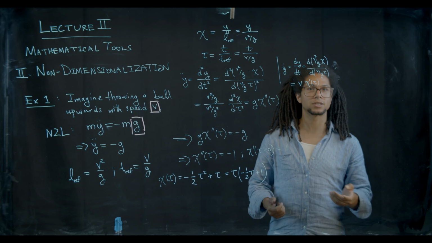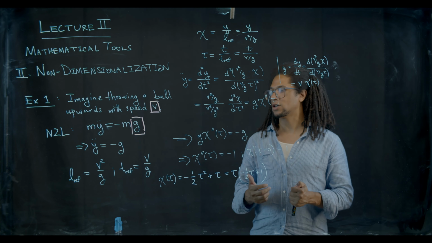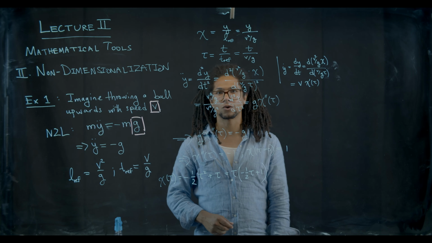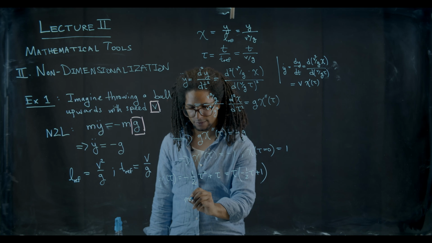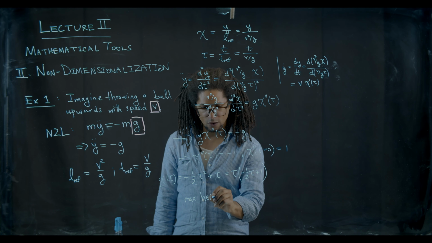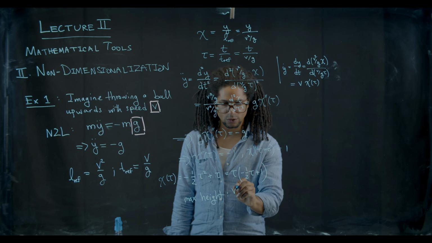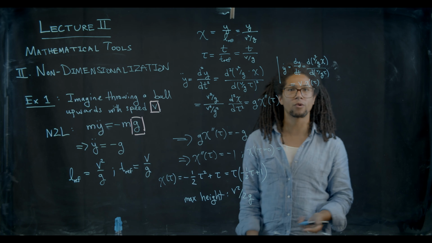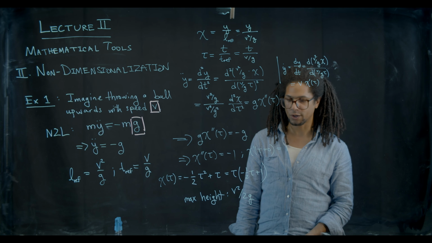So how high does the ball go? I think a pretty good guess would be that it goes exactly v squared over g. It turns out that actually the max height, which you can find from this equation here, is v squared over 2g. So we were only off by a factor of 2. Pretty good if we're just looking for a simple estimation.